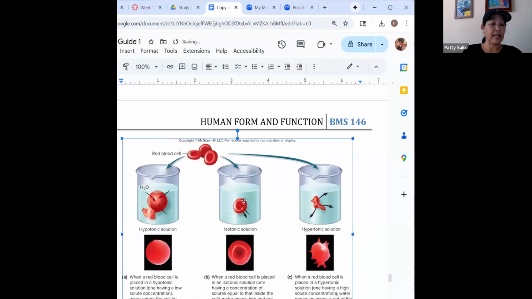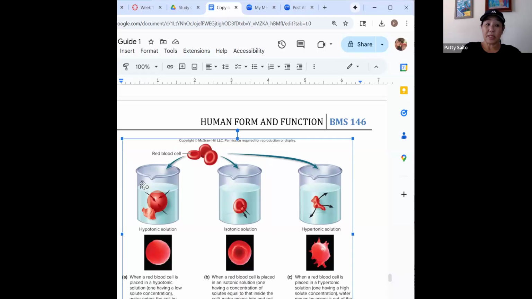Here's a red blood cell, and this is a normal red blood cell. If we expose it to 3 different solutions, so they're not all the same. If we put a red blood cell in water, 100% water, no solutes, nothing dissolved in it, is the cell happy or is it not happy? It actually is not happy.